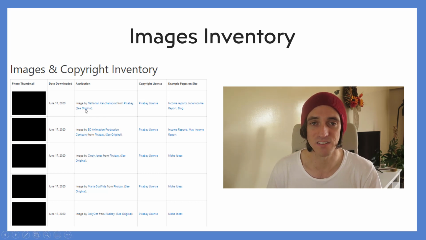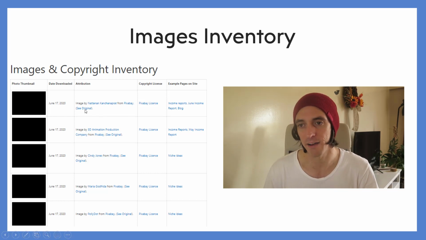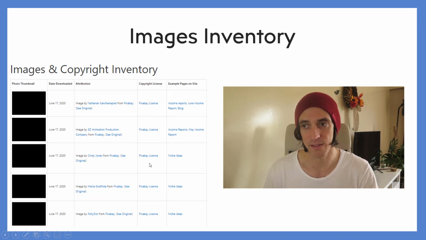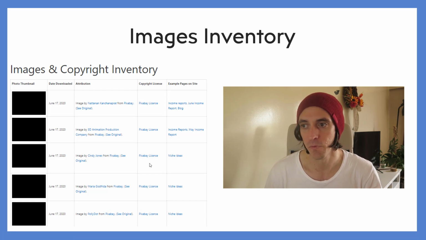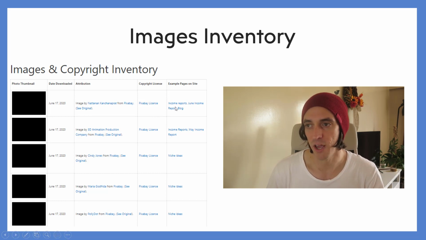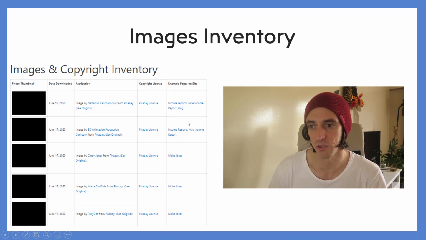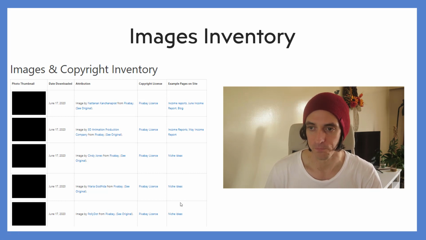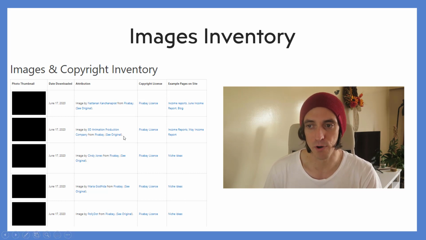And then I have in brackets, see original. I'll talk to you in a second about why I have the original link there. Then I have a link to the copyright license, so I can say this is how I know I can use the image, and then example pages on the site. This is from my Niche Safari website, and I've got links to all these example pages where I'm using the images.